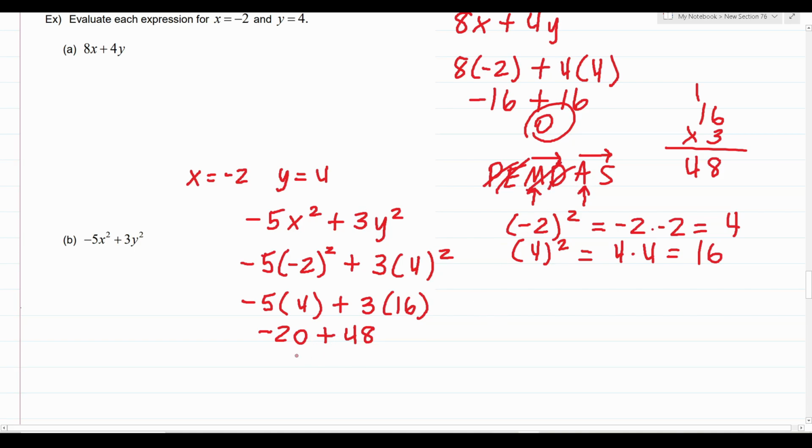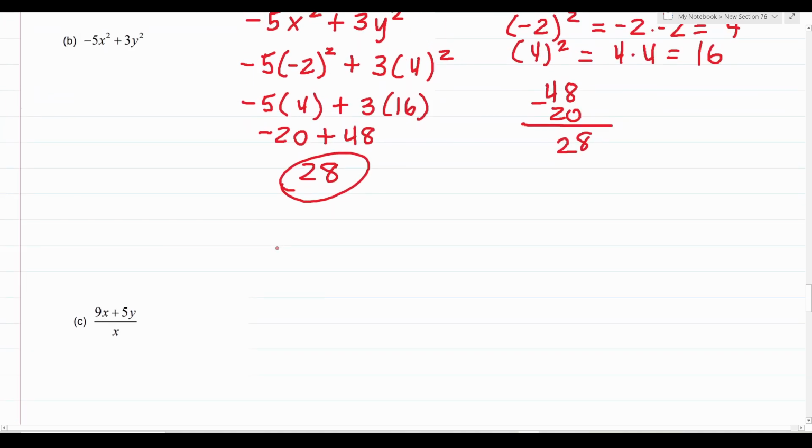We just have addition left to do now, so let's take care of that. This is the same thing as 48 minus 20. You should be able to do that in your head, but if you can't, we'll work it off to the side. 8 minus 0 is 8. 4 minus 2 is 2. So this is 28. All right, so that's that one.